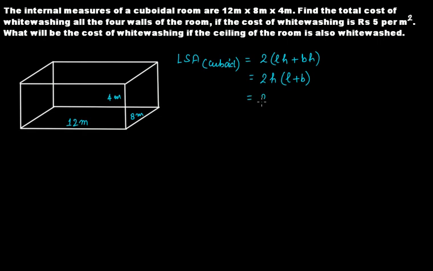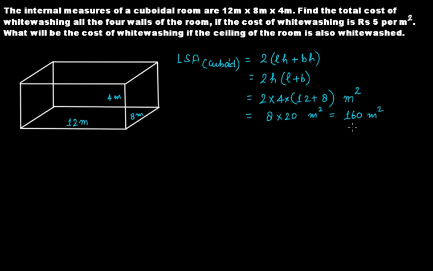Now, what's the height? Height is 4 meter. And what's the length? Length is 12 meter. And what's the breadth? That is 8 meter. Since we are calculating the area, it means that this will be meter squared. Okay. Now, 2 times 4 is 8, and 8 multiplied by 20 meter squared. That is 160 meter squared. The lateral surface area, that is the total area of the four walls, is actually 160 meters squared.